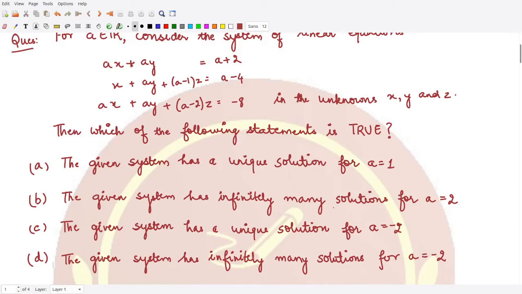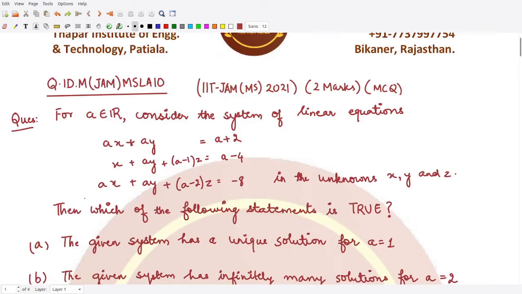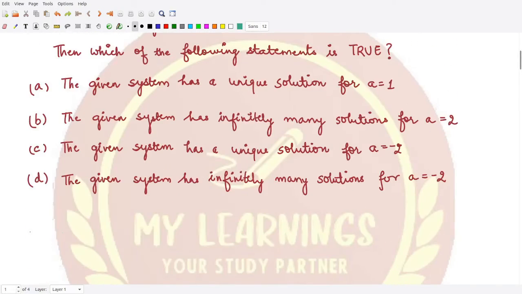The first option says when a is equal to 1 you have a unique solution, and the second statement says when a is equal to 2 you have infinitely many solutions. Then for a equal to minus 2, option C gives unique solution, and option D gives infinitely many solutions. So what we can do first of all is convert our given system into the corresponding echelon form. So let's write down that system.